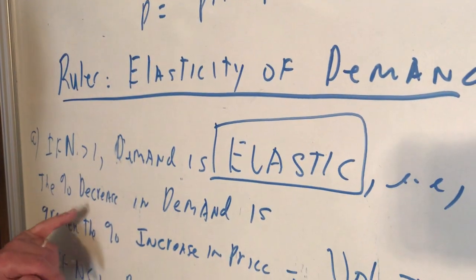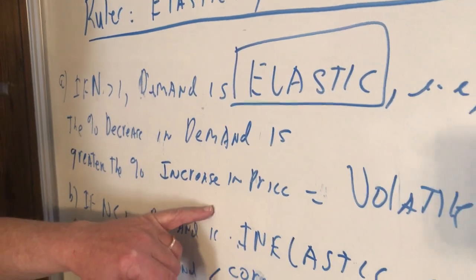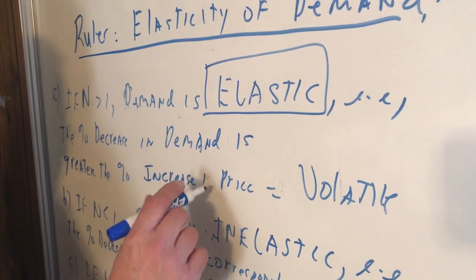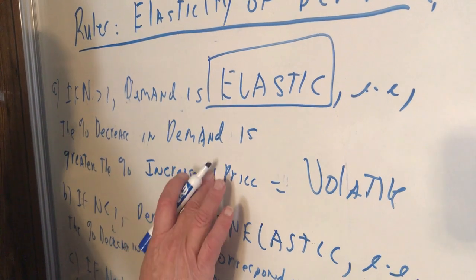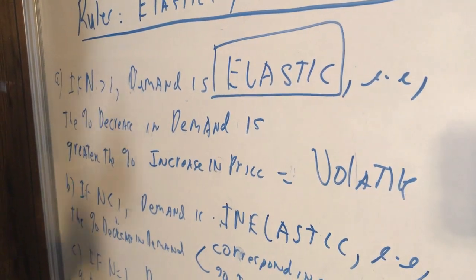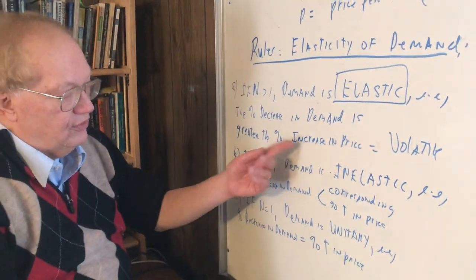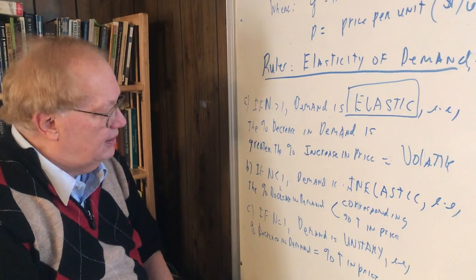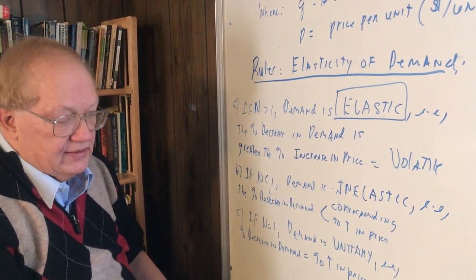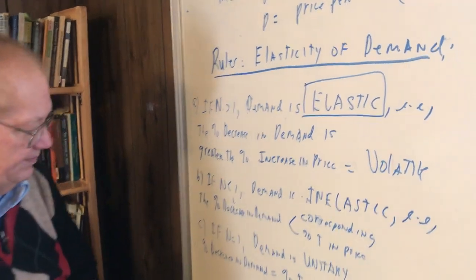That is, the percentage decrease in demand is greater than the percentage increase in price. So it's very volatile. So it's a product that maybe is not valued that much, or there are a lot of alternatives to that product out there, which may not be as good, but since your price is higher, they're going to buy that product. This is called volatile demand.